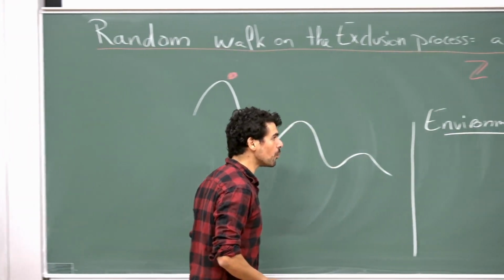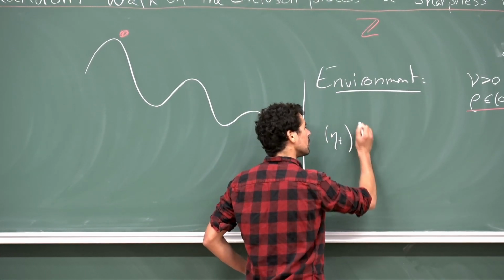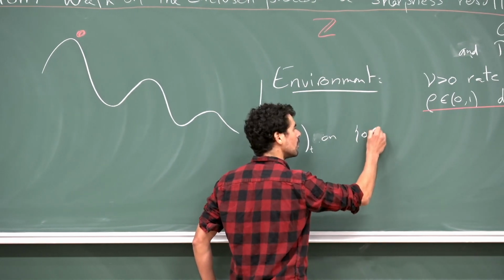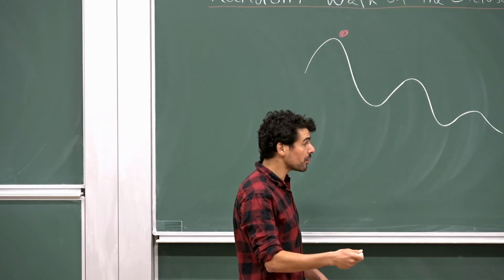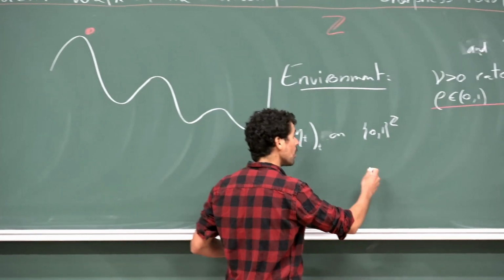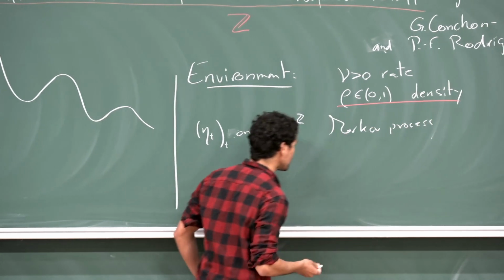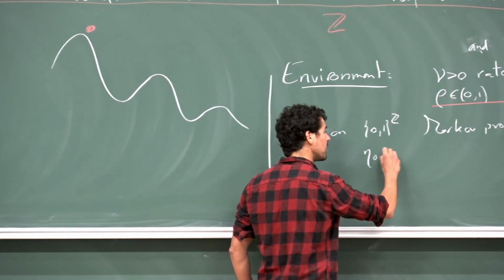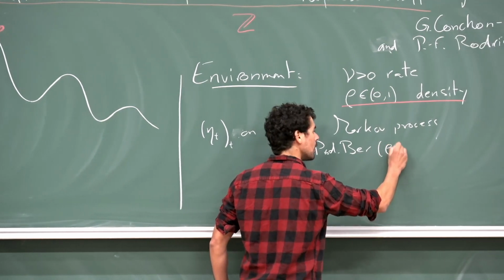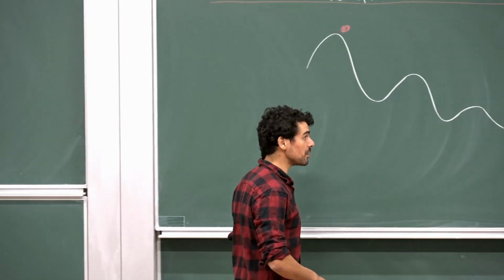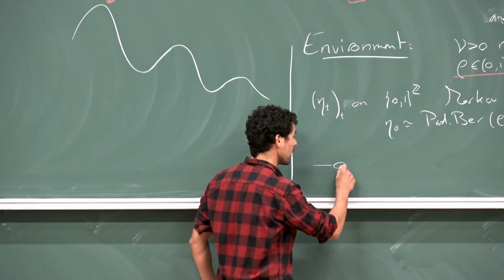So what's the exclusion process? It's a Markov process on {0,1}^Z, meaning you look at Z and at each point of Z you put either a 1 or a 0, a particle or a hole. It's a Markov process, so you need to initiate it and give the dynamic. To initiate it, I'm going to choose at time 0 a product Bernoulli measure with parameter rho. At each site you put a particle with probability rho, a hole with probability 1 minus rho. That's the initial configuration.